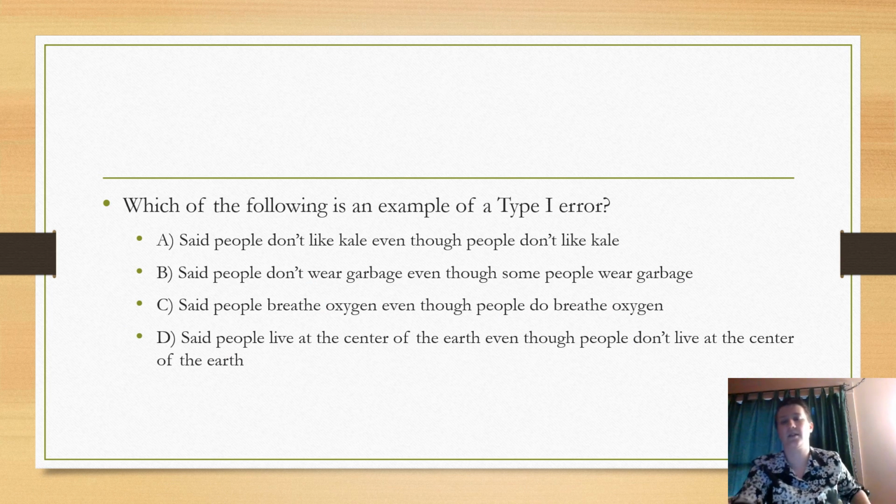So to put that into context, to put that into some questions, which of the following is an example of a type 1 error? Is it said people don't like kale even though people don't like kale? Said people don't wear garbage even though some people wear garbage? Said people breathe oxygen even though people do breathe oxygen? Or is it saying that people live in the center of the earth even though people don't live at the center of the earth? I'll give you a second to think about it.